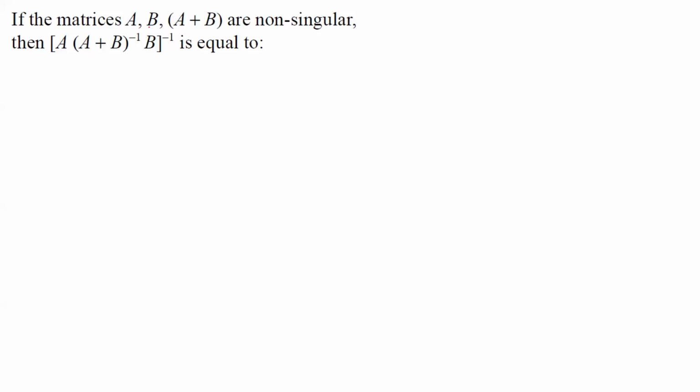Suppose you have matrices A, B, and A plus B, and they are non-singular, meaning that they are invertible. How do you simplify A times (A plus B) inverse times B inverse?